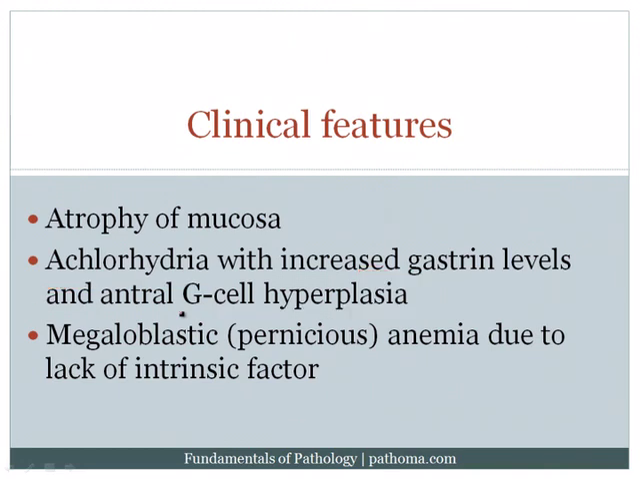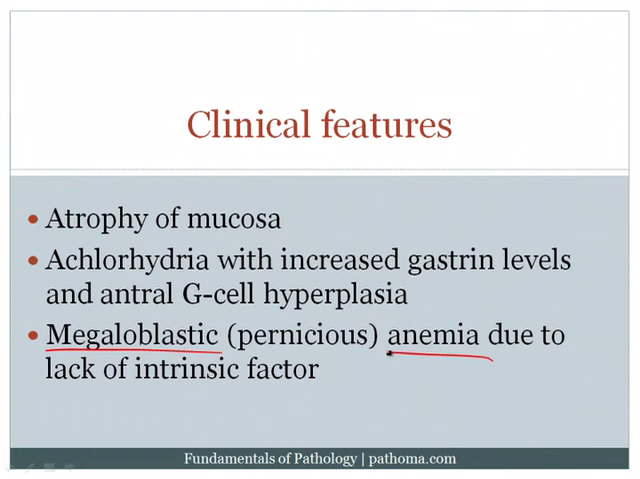Now, the third clinical feature will be that the patients will get megaloblastic anemia. Why do they get megaloblastic anemia? Well, remember that the parietal cells, which are being destroyed in this disorder, make intrinsic factor. And intrinsic factor is necessary for vitamin B12 absorption. Remember that intrinsic factor binds vitamin B12 in the intestine, and then it goes to the terminal ileum, and the terminal ileum recognizes the vitamin B12 intrinsic factor complex, which then allows vitamin B12 to come into the body.